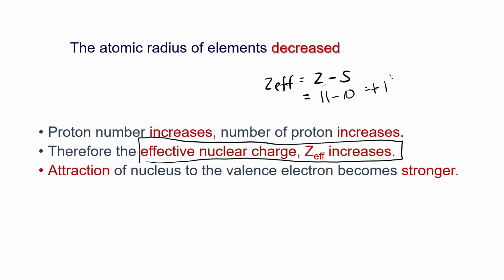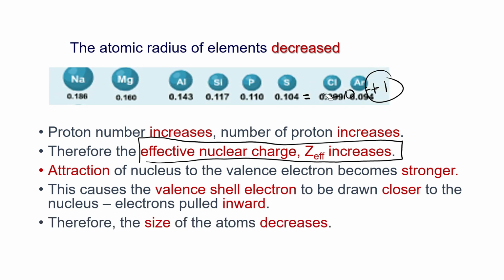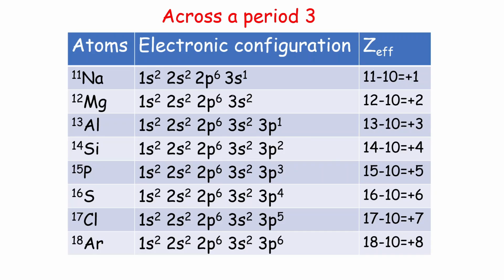Value of Z actually represent how strong nucleus attract valence electron. Jadi bila semakin bertambah Z, semakin kuatlah daya tarikan nukleus kepada valence electron. So the valence electron will be drawn closer to the nucleus, and the atomic radius will decrease. Ini contoh untuk Z across a period 3 from sodium to argon. So kita kata across a period, size decrease. So atomic radius will decrease because of increasing effective nuclear charge. Kenapa effective nuclear charge increase? Because of proton number increase.